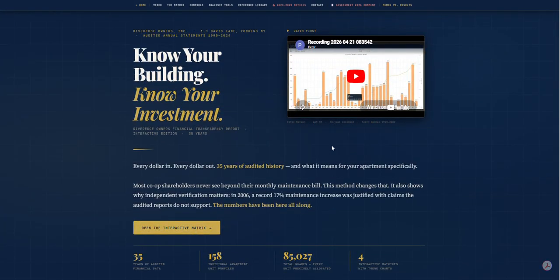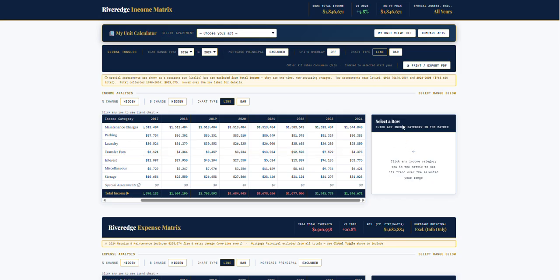This is the interactive matrix. Every row is a financial category. Every column is a year. 35 years across, 23 categories down. And what you can do is set the date range that you desire to look at. You can choose any range between 1990 through 2024, either one of the 35 years or all of them. We're going to select all of them right now, if you'd like. Well, that's what we're going to do.